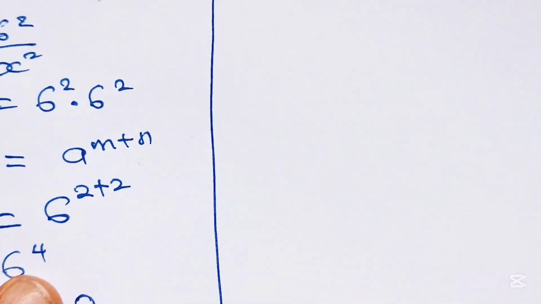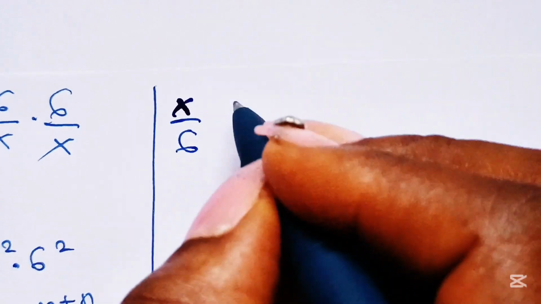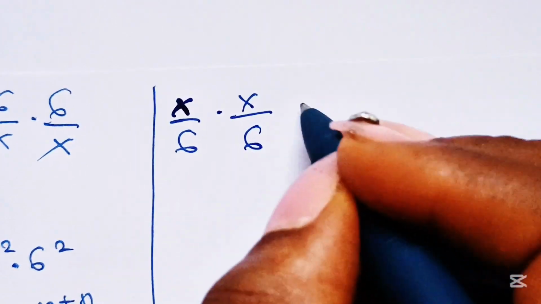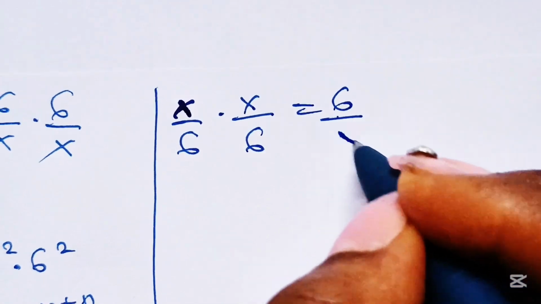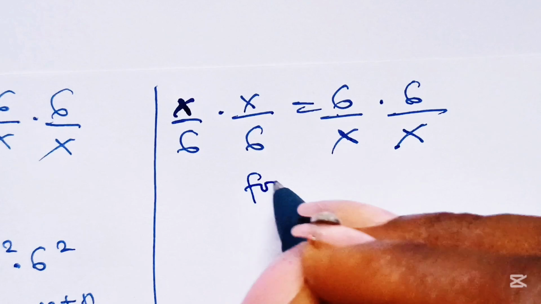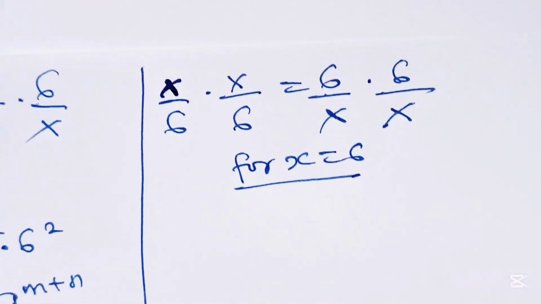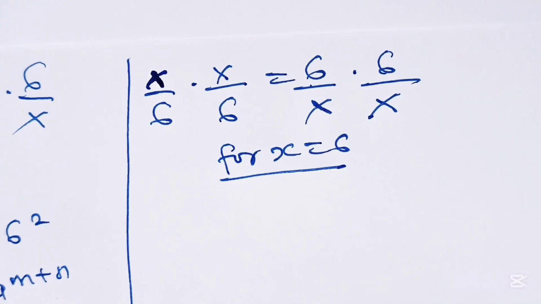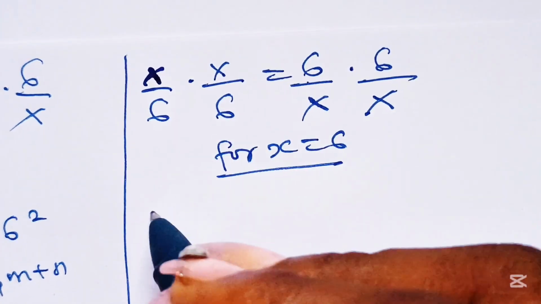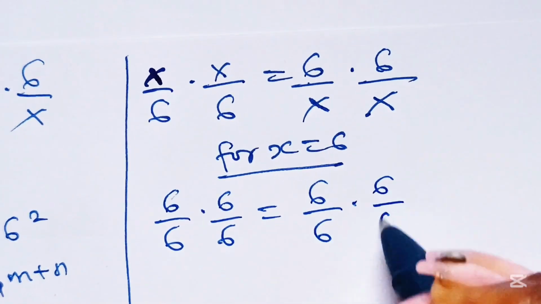Now, it's time to prove that the answers we got are all correct. Now, the equation says that x divided by 6 multiplied by x divided by 6 is equal to 6 divided by x multiplied by 6 divided by x. Now, for x equals 6, let's solve. We are going to solve these ones first before we go into the complex ones, the 6i and minus 6i, okay? So for x equals 6, we have 6 over 6 multiplied by 6 over 6 is equal to 6 over 6 multiplied by 6 over 6.